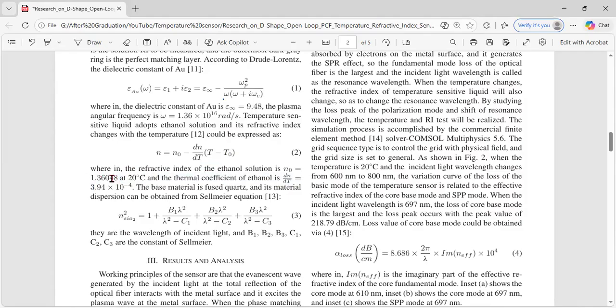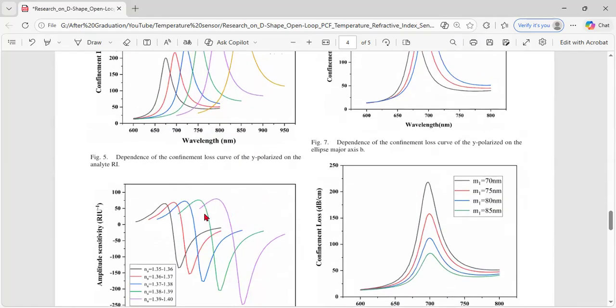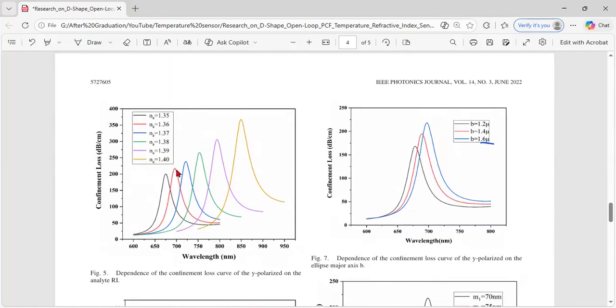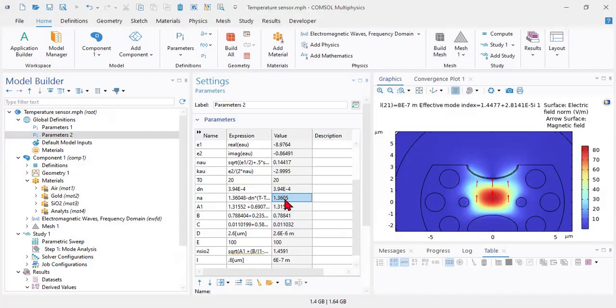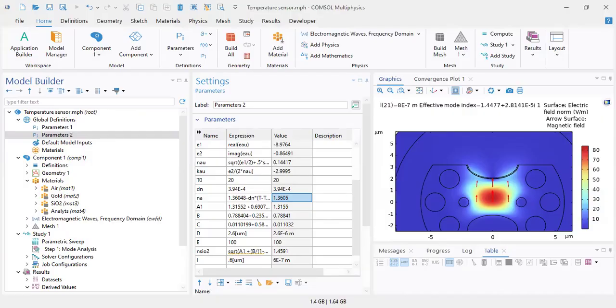We got it. So we did wrong for dn and we did wrong for n naught, and that is the thing. So now, as I mentioned, for refractive index 1.36, this is the red line, and you can see that this is the refractive index 1.3605. It's kind of 1.36, right? So yeah, then you will get the data.